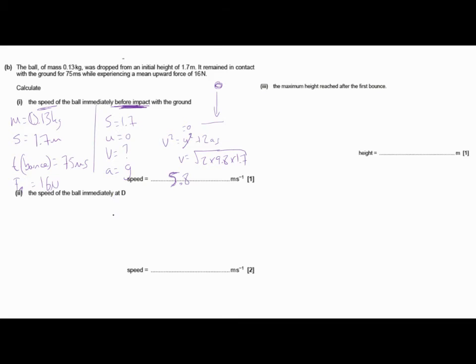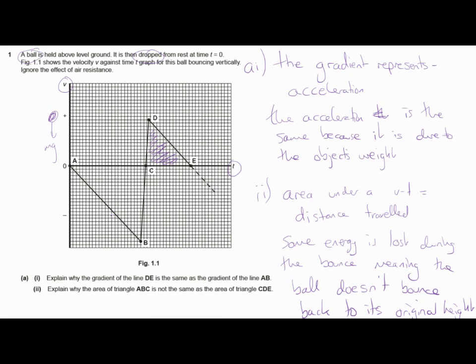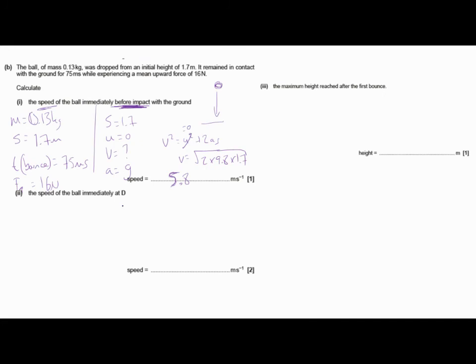Next is the speed of the ball immediately after impact, at D. So for this, we do need to refer back to the previous question so that we can at least understand what D means. So D is the bit where it's just rebounded off the ground. So it's dropped at A, hits the ground at B, there's a large upwards force, and then it's moving upwards just after the ground.